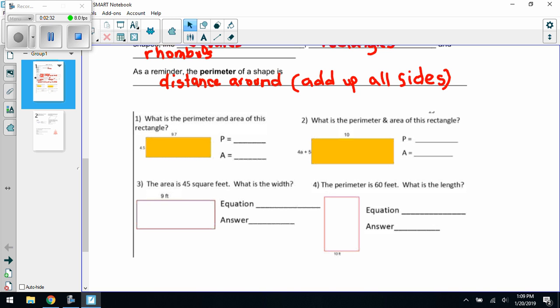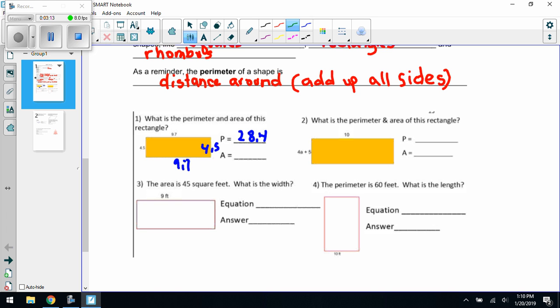Well, as you see, we're only given the lengths of two sides, but what we know about rectangles is that the side right across from it is congruent. So if the top is 9.7, the bottom's 9.7. If the side is 4.5, the other side is 4.5. So I would recommend you actually writing that in. So all you got to do is go to your calculator and add up 9.7, 9.7, 4.5, 4.5, and that will give you your perimeter, which gives you 28.4.